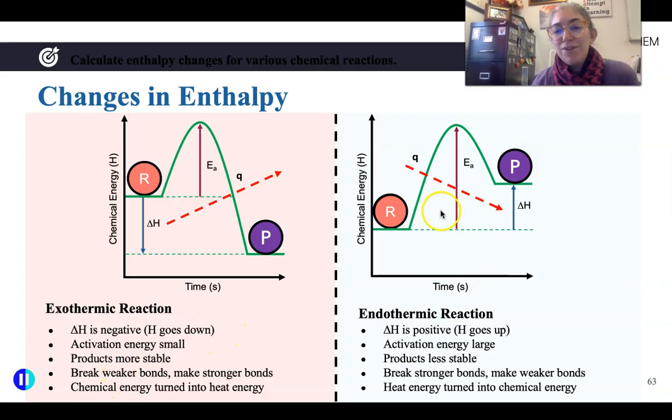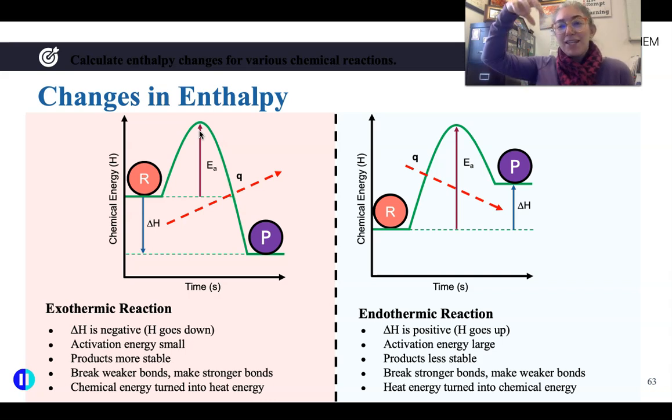And if it's an endothermic reaction, it's overall an uphill reaction. The products have a higher energy than the reactants, and heat is absorbed in that reaction. You see this little bump, no matter whether it's endothermic or exothermic, there is always an uphill initially. That's called the activation energy. It's like the little push that you need to get it started.